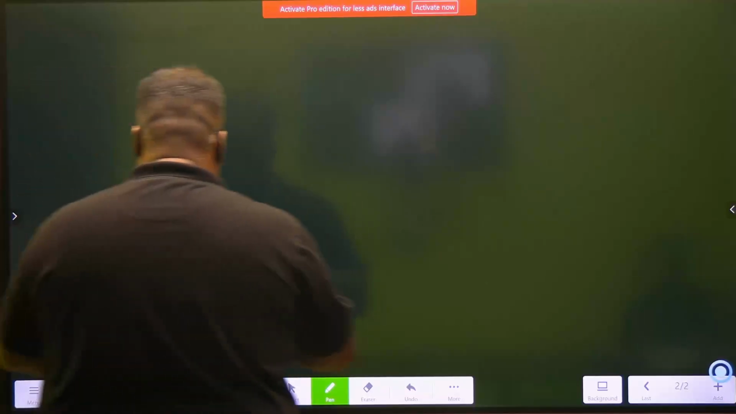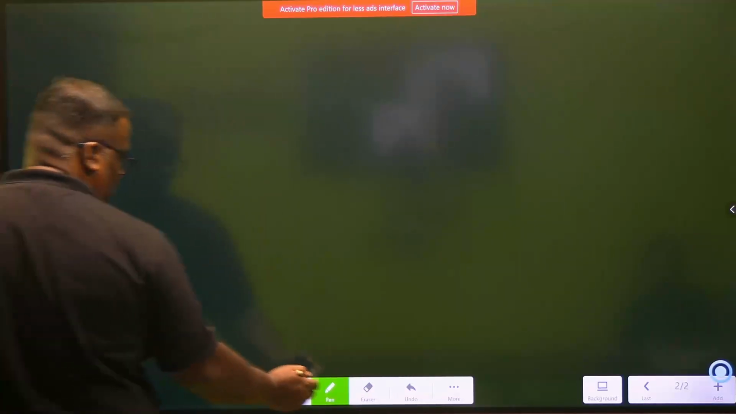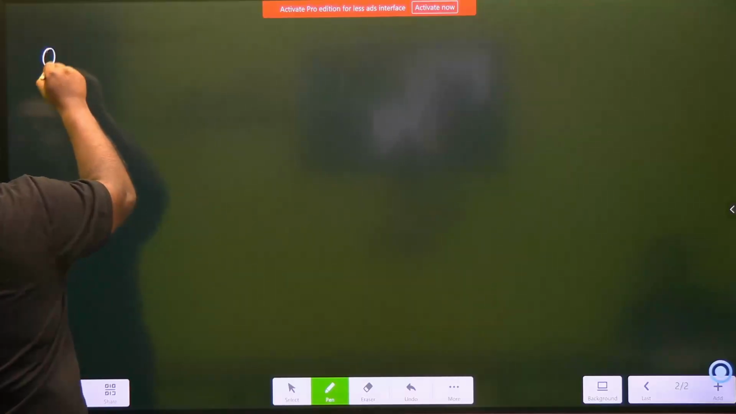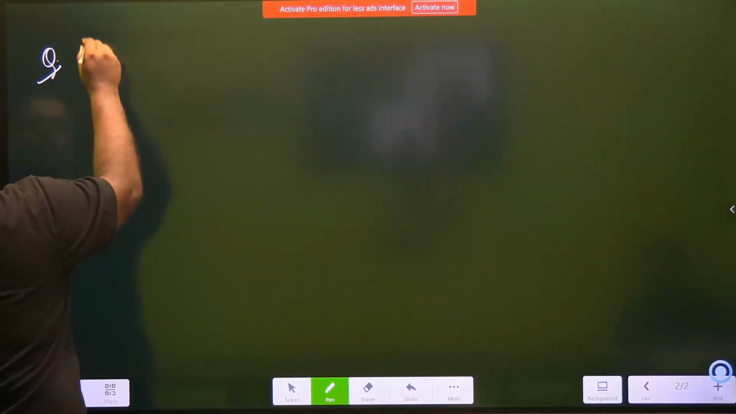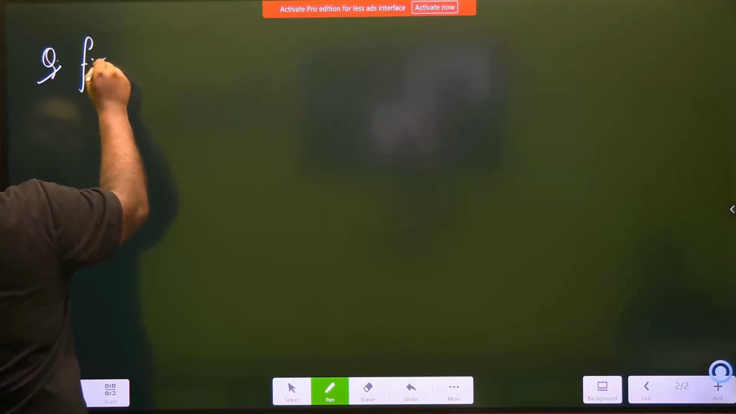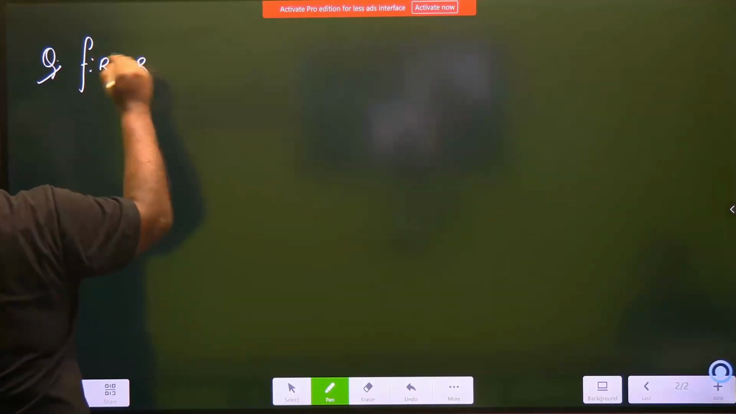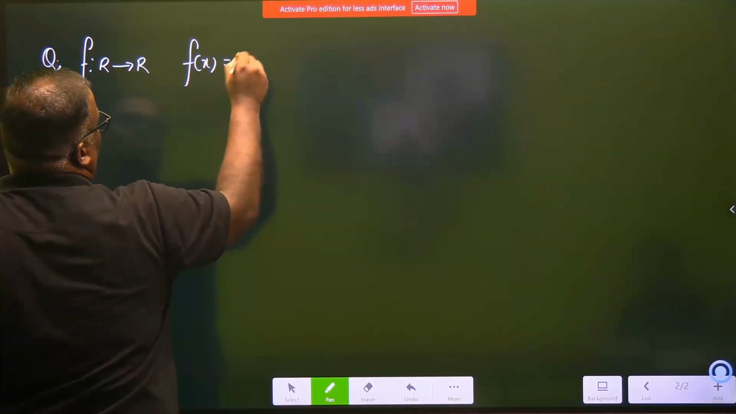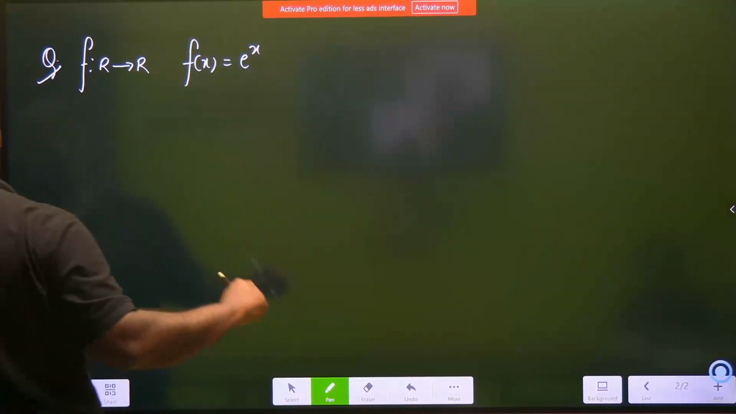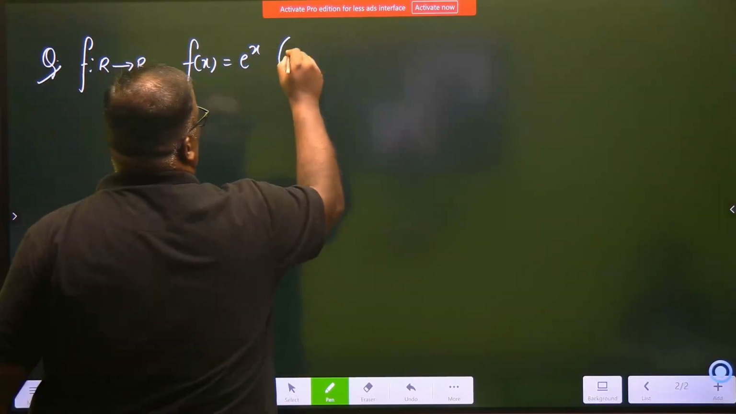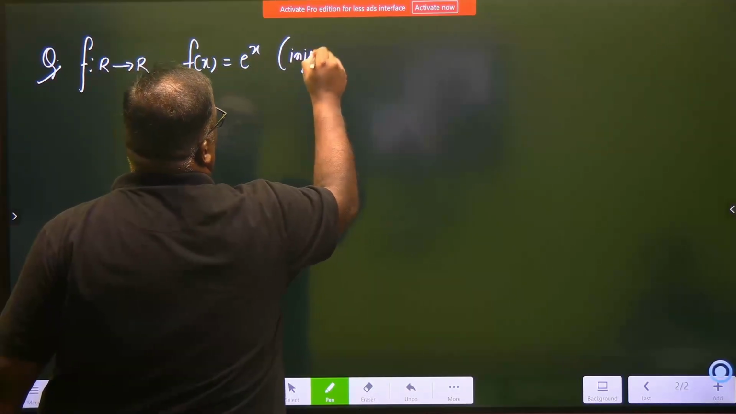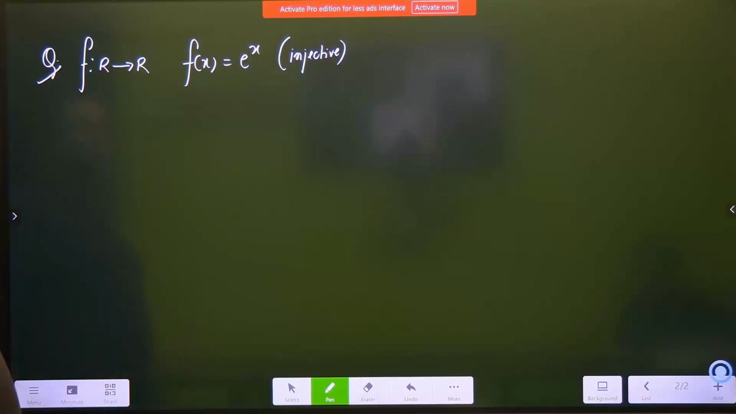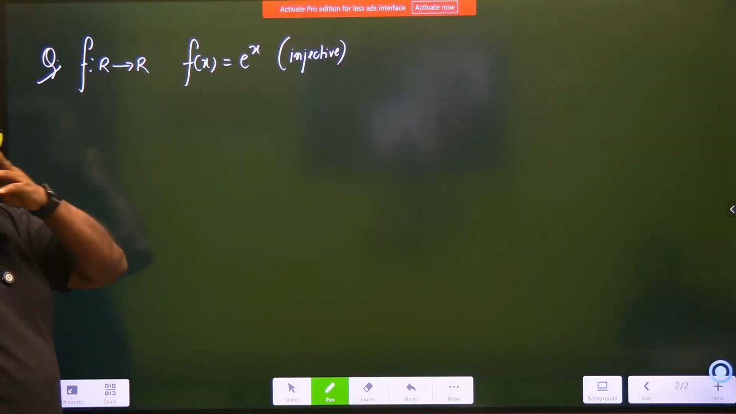Our first problem, though we did it the other day, we'll do it again. There is a function f which is mapped from R to R, okay, and it says f(x) is equal to e to the power x, and you have to show that this function is injective. Now before moving on like a parrot, let's get something clear. Do you understand what is the implication of R to R?